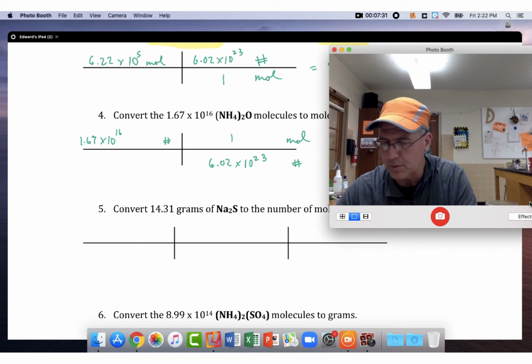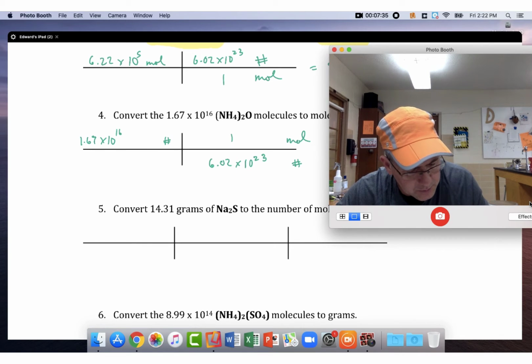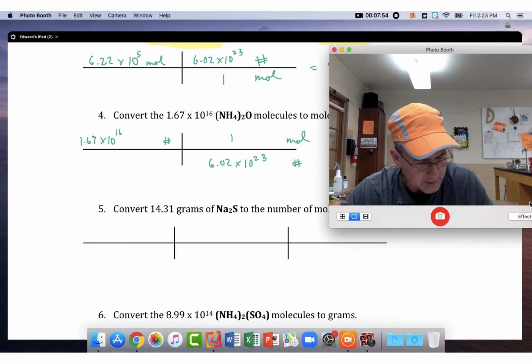There's 1, 2, 3, 4, 5, 6, 7, 7 zeros. 1, 2, 3, 4, 5, 6, 7 zeros. 277, which would be the same as 1, 2, 3, 4, 5, 6, 7, 8 places. 2.77 times 10 to the negative 8 moles.